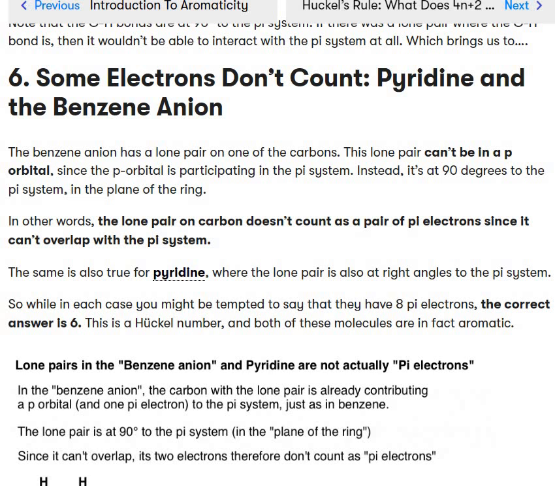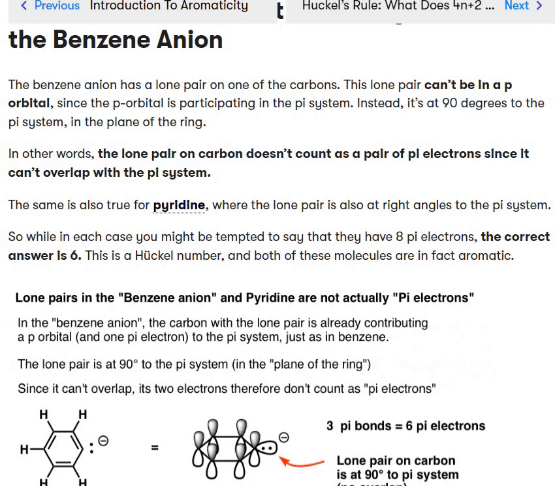This lone pair cannot be in a p orbital since the p orbital is participating in the pi system. Instead, it's at 90 degrees to the pi system, in the plane of the ring. In other words, the lone pair on carbon doesn't count as a pair of pi electrons since it cannot overlap with the pi system. The same is also true for pyridine, where the lone pair is also at a right angle to the pi system.